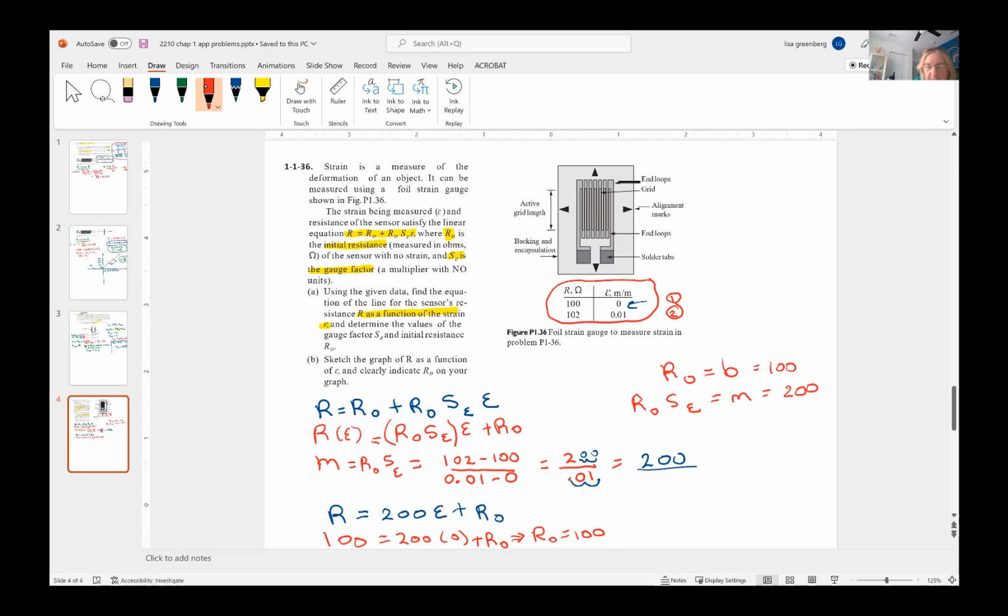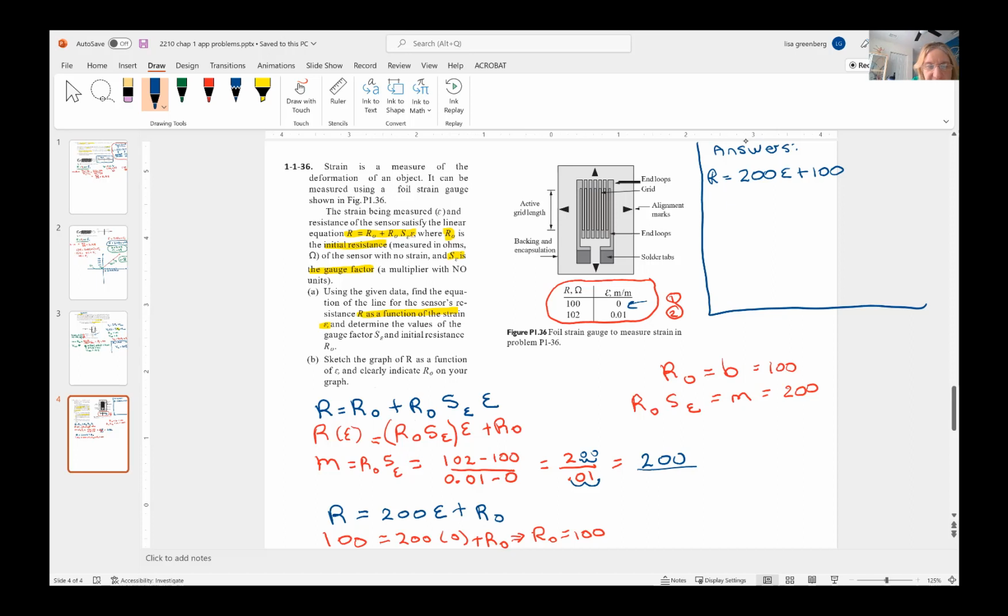So now let's answer all the questions. And I'm going to answer all the questions up here. Answers. Okay, so find the equation of the line for the sensor's resistance, R, as a function of epsilon. Okay, well, we did find that. R is equal to 200 times epsilon plus 100. Okay, so we answered that question.